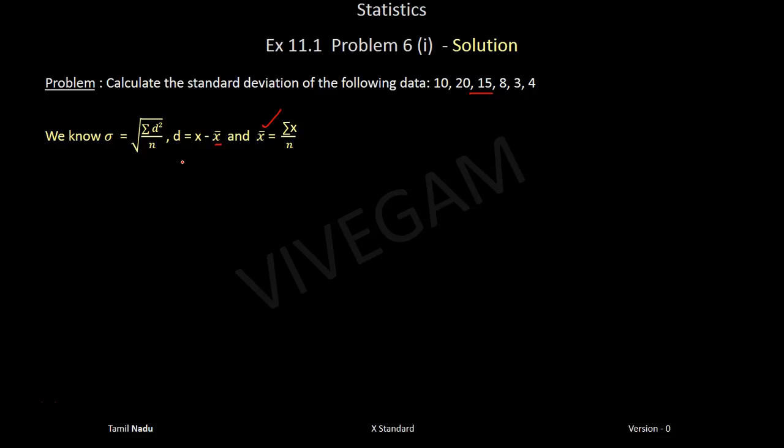So let's proceed. As I said, the first step is to calculate the arithmetic mean. All we need to do is sum up all the data and divide it by 6, because the number of data points is 6. So that is 10 plus 20 plus 15 plus 8 plus 3 plus 4, all these data values, summed up and divided by 6, because there are 6 values, 1, 2, 3, 4, 5, 6, right? So this is 60, and 60 by 6 is 10. So the arithmetic mean is 10.